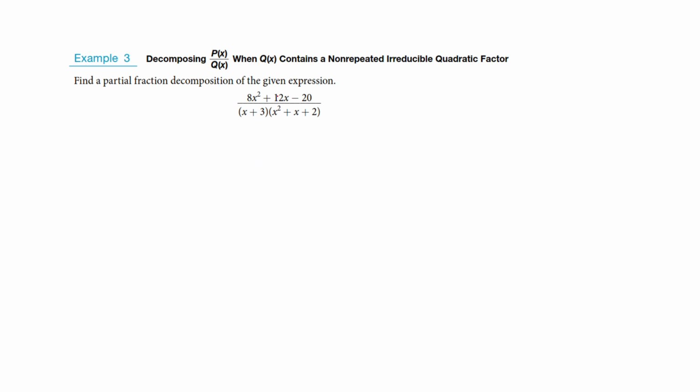First of all, in order to play this decomposing game, the degree on the top has to be lower than the degree on the bottom. And if you look here, it is. If we FOILed this out, x to the third power would be our highest degree. So we've got x to the third down here and x to the second on top.